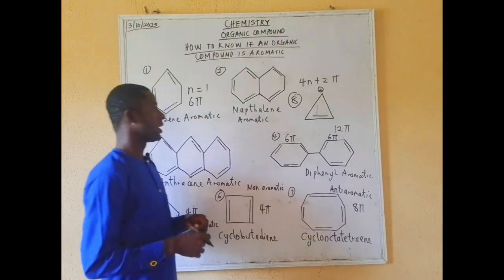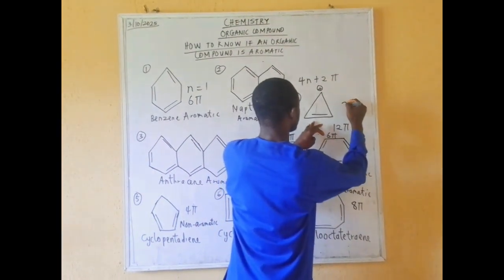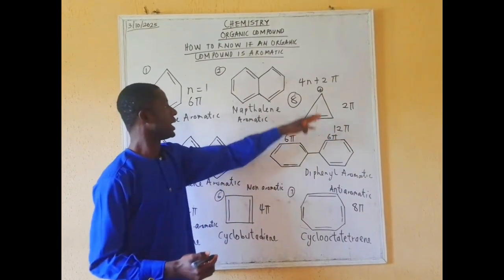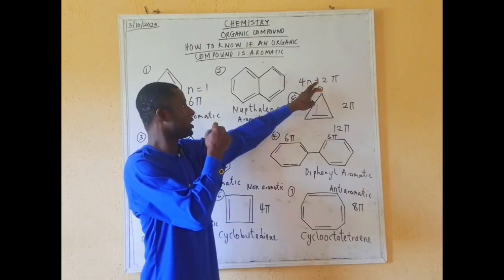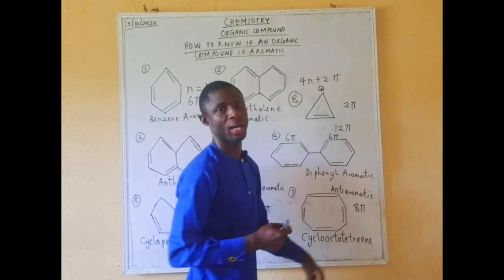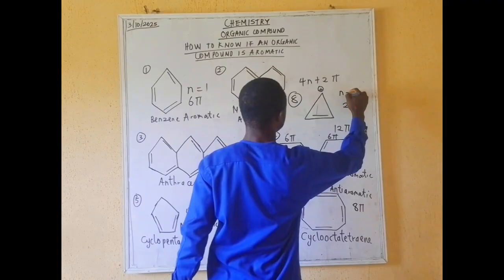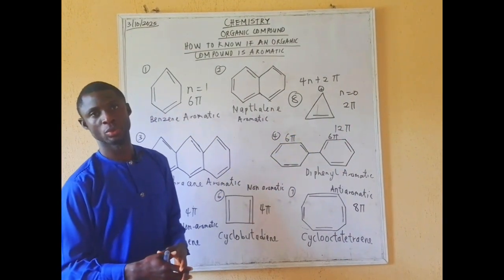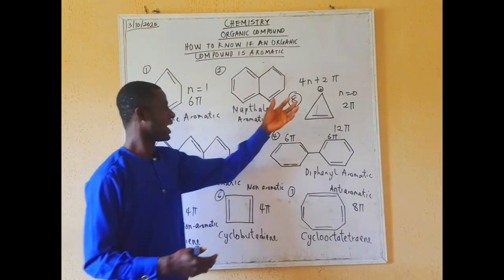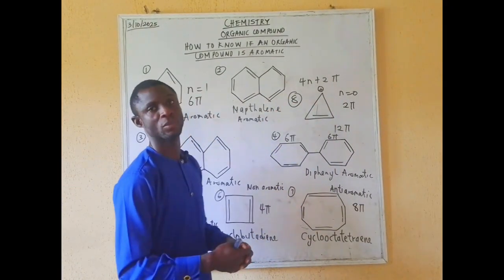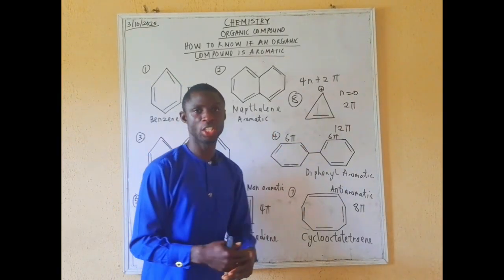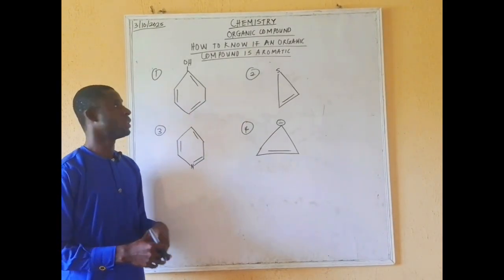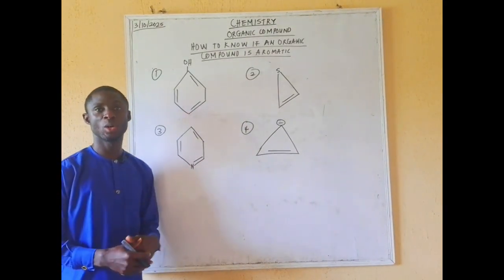Now, if you look at this, the pi electrons are going to be just 2. If you put n equal to 0 here, we are going to have 2 pi electrons. That means here our n is equal to 0. And so it obeys Hückel's rule. Do you understand? And it is planar. The electrons are delocalized. So it is aromatic.